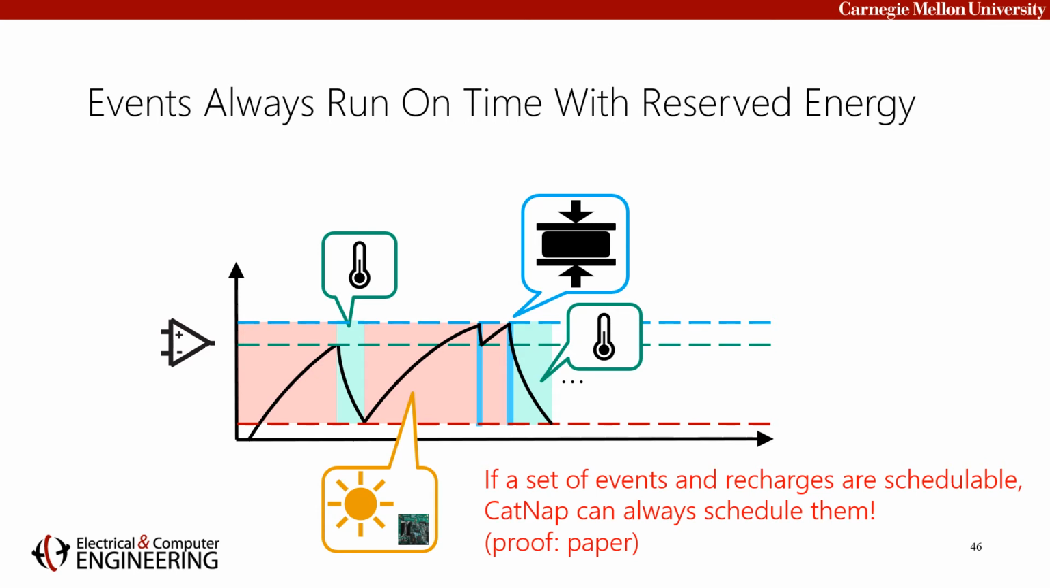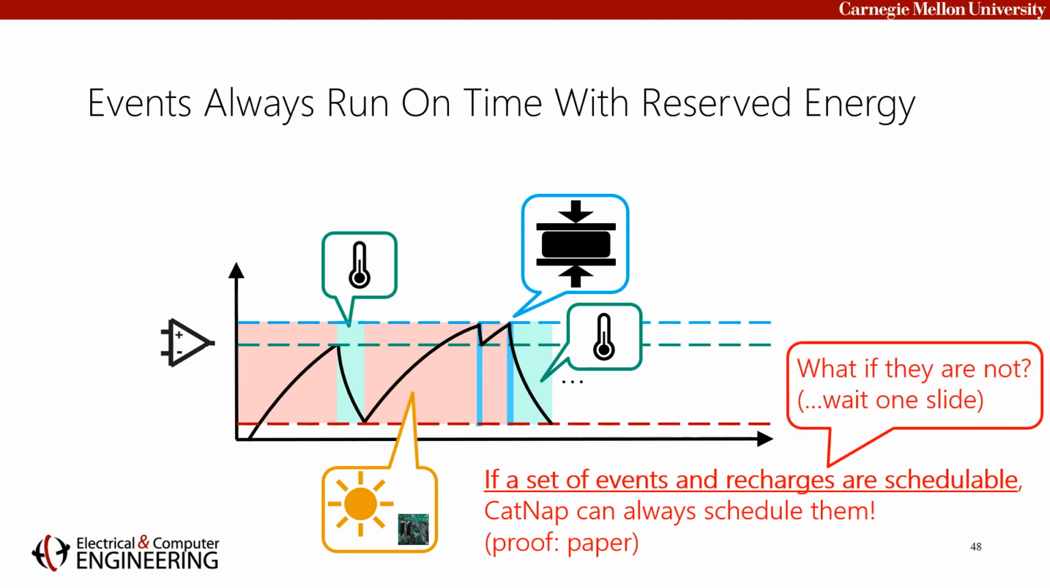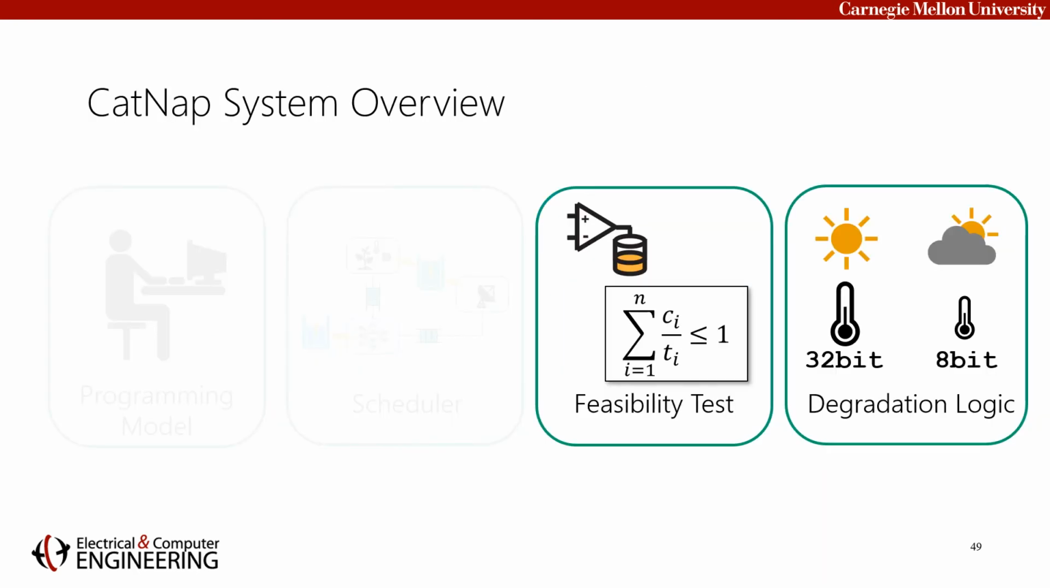Because there is always energy reserved for events, events can always run as soon as they arrive. We prove in the paper that when a set of events and recharges are schedulable, CatNap's policy can always run the program correctly. However, this sentence might pose a question. How would you know if events are schedulable? Also, what happens if they are actually not schedulable? To answer the questions, I will introduce the feasibility test and the degradation logic of CatNap.